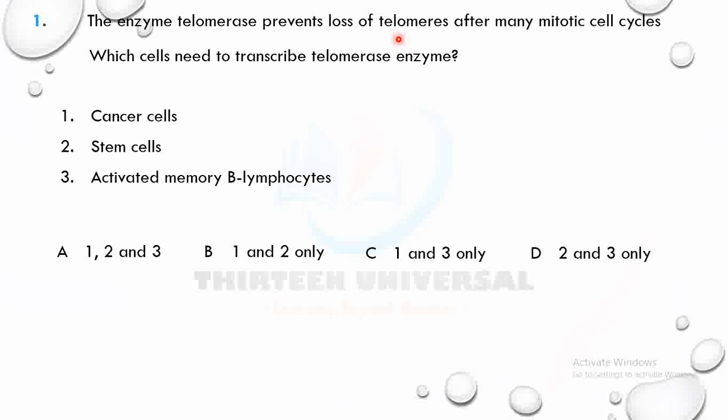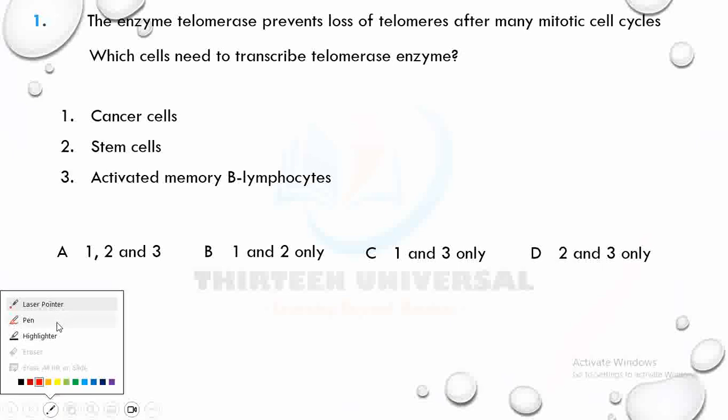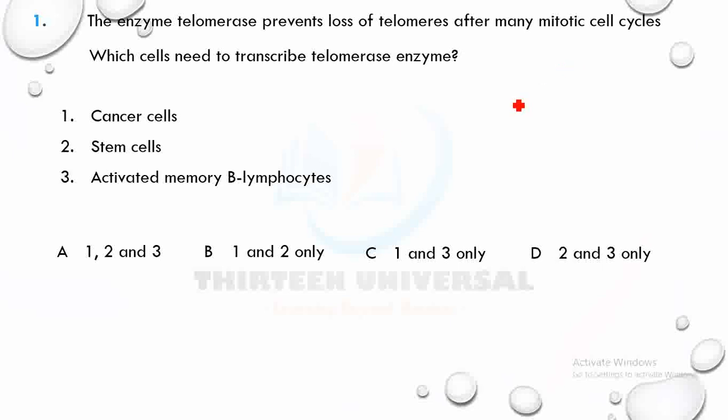So pause this video and try to solve this question by yourself. Okay, remember that telomeres are usually found at the tip of chromosomes, and they consist of repeated base sequences that prevent loss of genes. As DNA replication occurs during cell division, telomeres are found at the tip here. Their job is to prevent loss of genes or loss of genetic information.